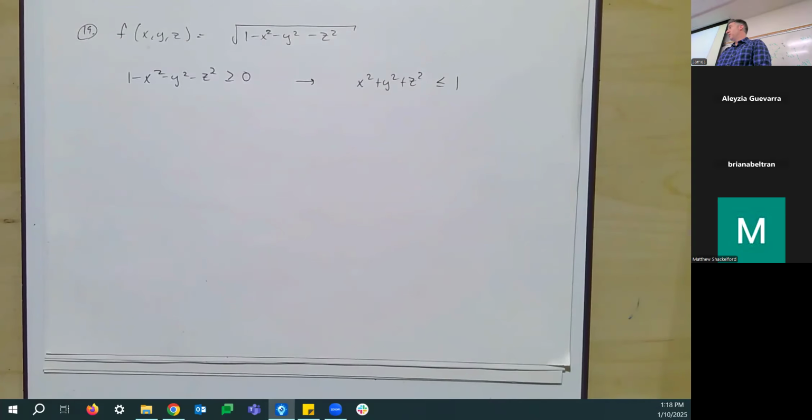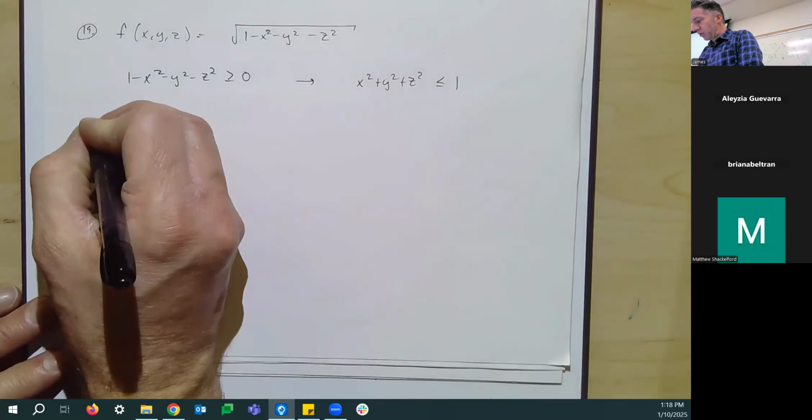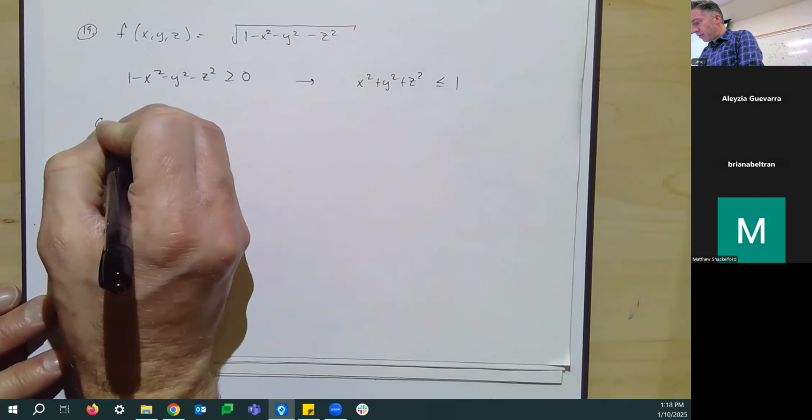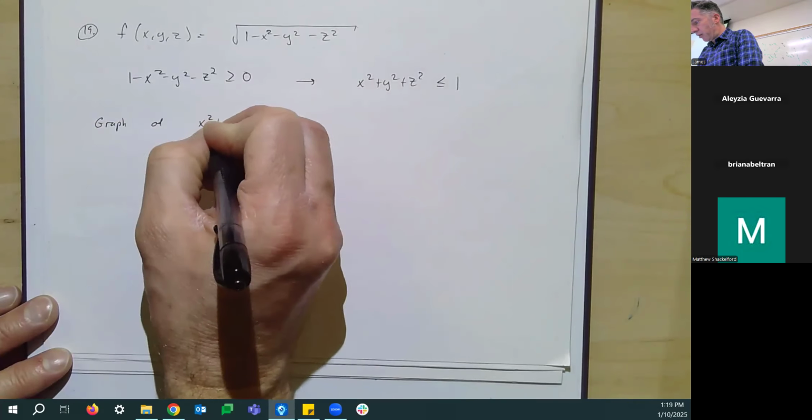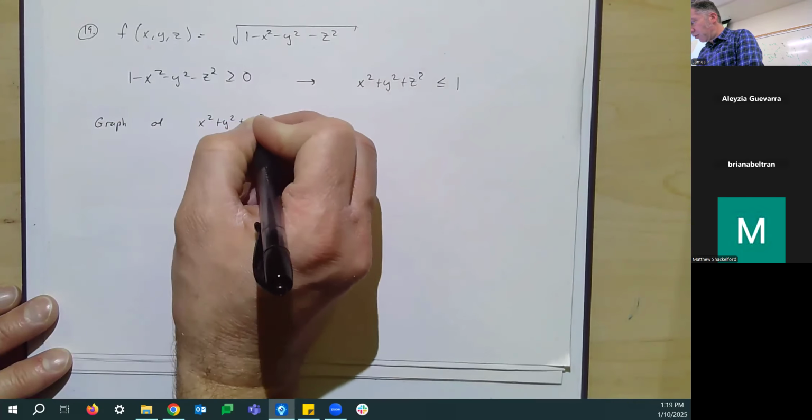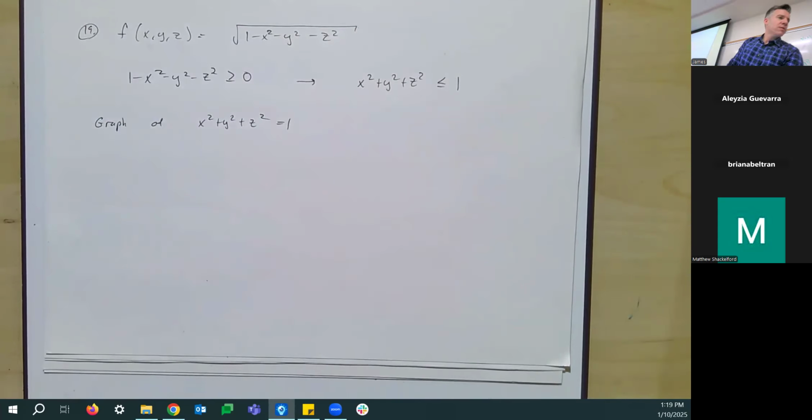And then to deal with an inequality, we usually think about the equality. So I want to think about what is the graph of x squared plus y squared plus z squared equal to 1. Any suggestions, thoughts, guesses? What does that surface look like? Yeah, what do we call it? A sphere. Yeah, a sphere, right?